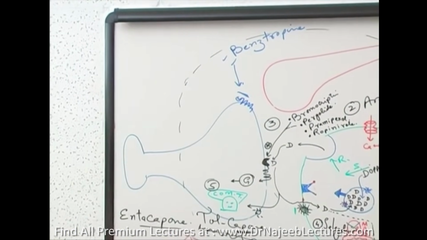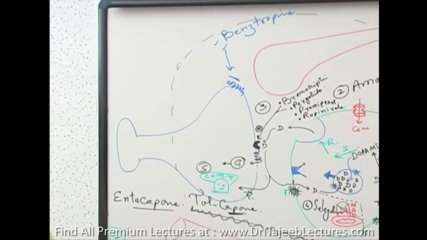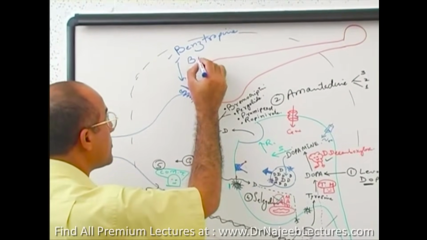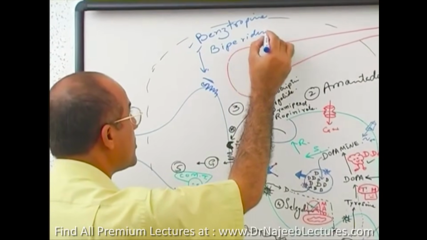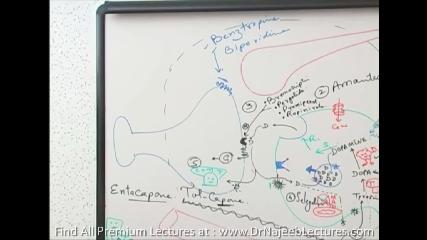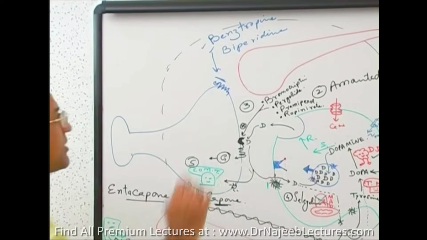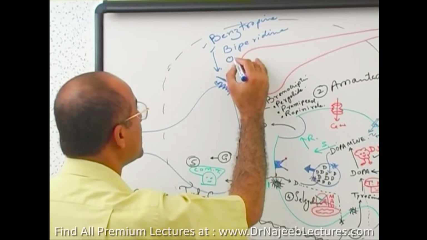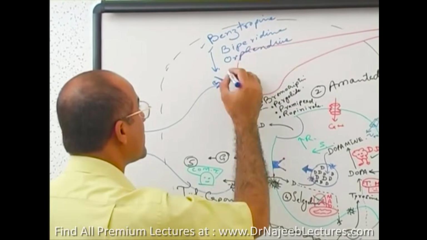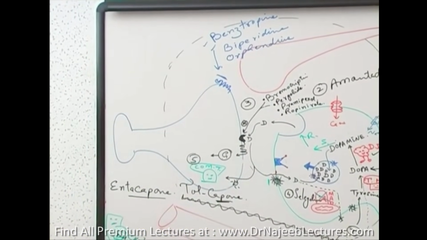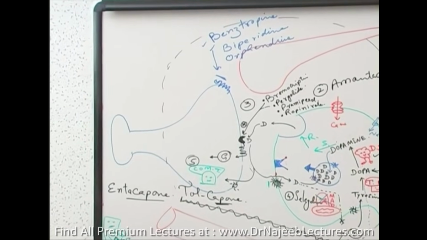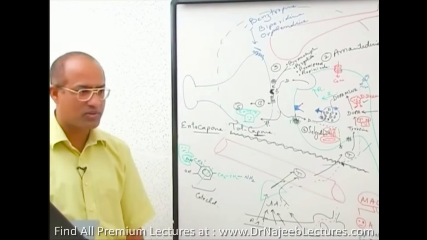One is benztropine. Other is biperiden, B-I-P-E-R-I-D-E-N. This is also anticholinergic. And then you may know your own friend, orphenadrine. Have you heard of orphenadrine? I think if these were names of girls, everyone would know them. Orphenadrine. Right? Yes. Procyclidine. Right? And one more. You have to find it yourself.